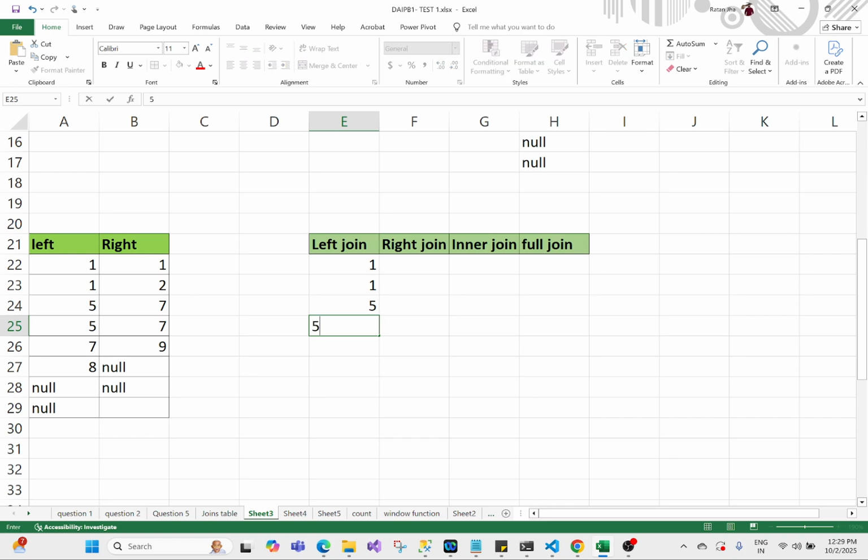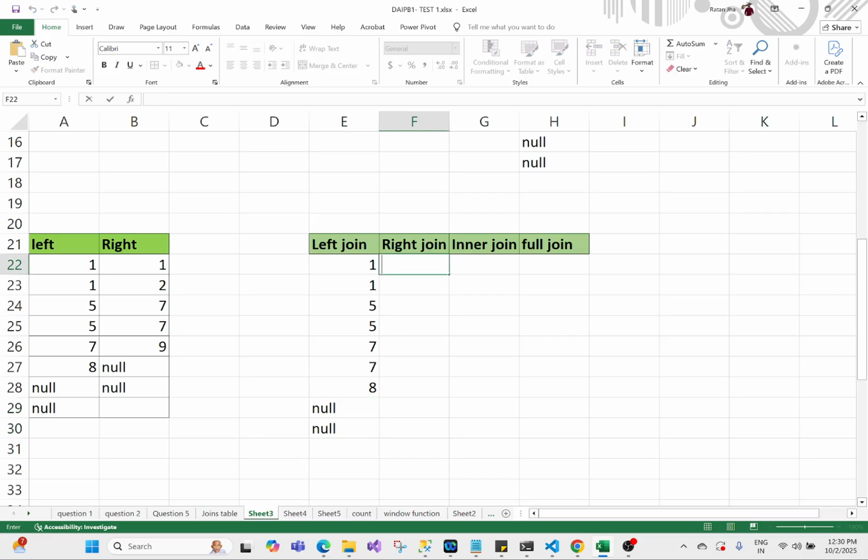Why? Because 5 is present in the left table. But what about 7? 7 is present in the left table and the right table as well. It means it is a common record. And this 7 in the left join will join with both the records of the right table. 7 and 7. What about 8? 8 is present in the left table but not in the right table. So we will keep 8 because all the records of the left table come. Then what about null? Null is an unknown number, not a matching number, but it is present in the left table. So we will write null and null.